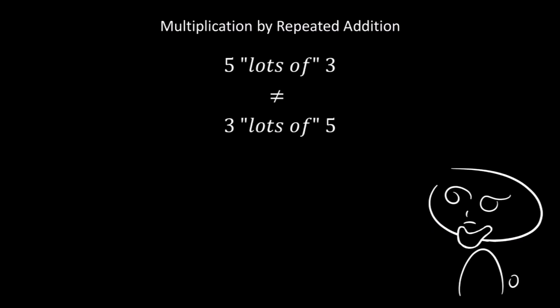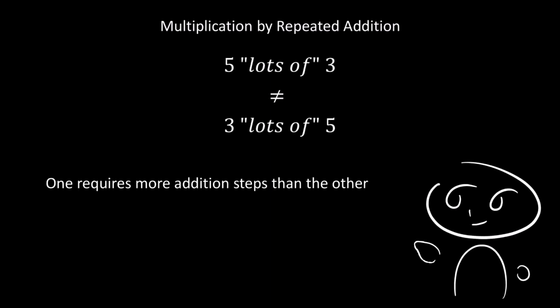Note that 5 lots of 3 does not necessarily equal 3 lots of 5. Well, it does from a maths standpoint, but from a program standpoint, they're not necessarily equal. This is because one of these requires more addition steps than the other, and every addition step means one loop of the while statement. So one of these is faster than the other. Specifically, 3 lots of 5 is faster than 5 lots of 3. So in general, if we have A lots of B, then that will be faster than B lots of A if A is less than B.